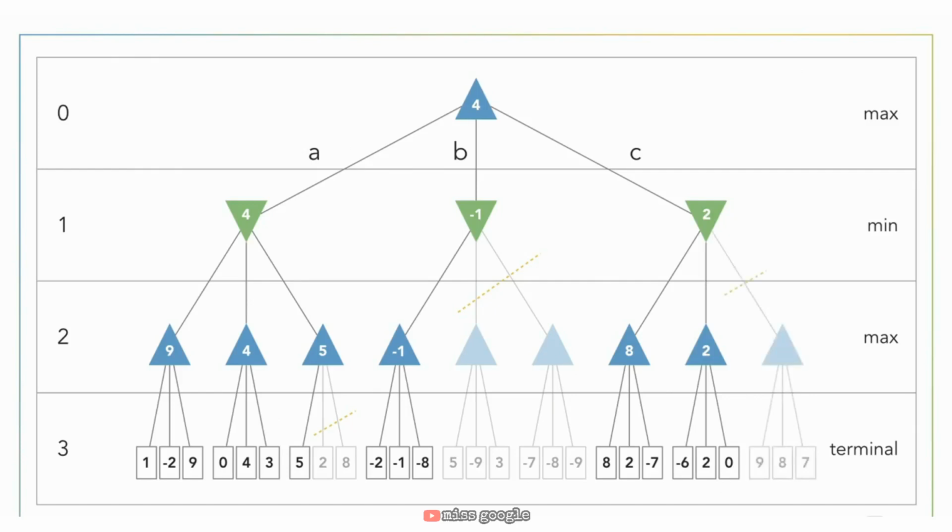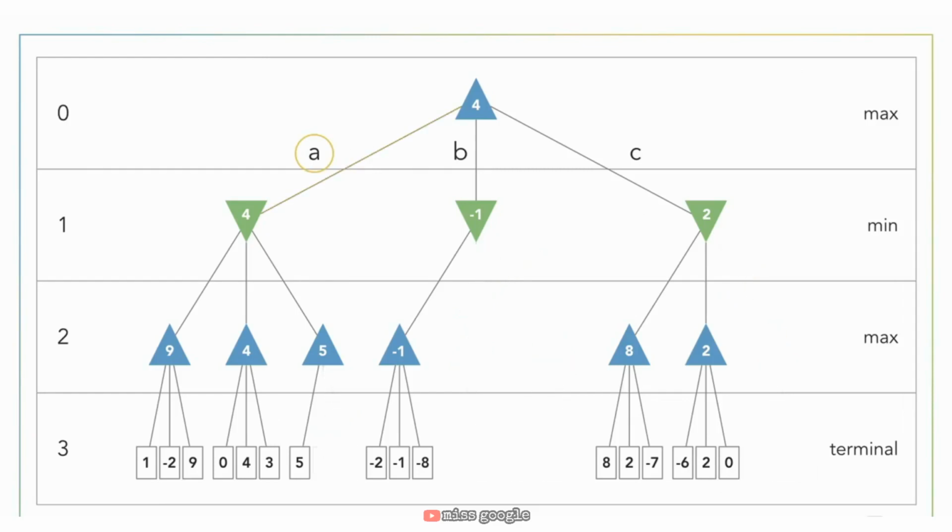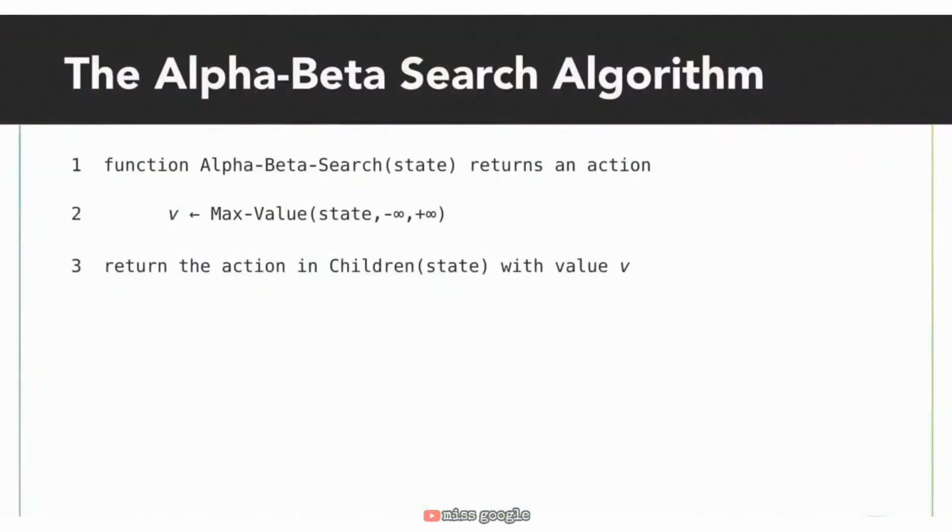We've pruned off yet another subtree with 4 nodes. This again finalizes all of our values, and we can safely choose option A. Now let me remove the pruned off nodes so you can appreciate how the tree has slimmed down. Here's the pseudocode for the alpha-beta search algorithm.